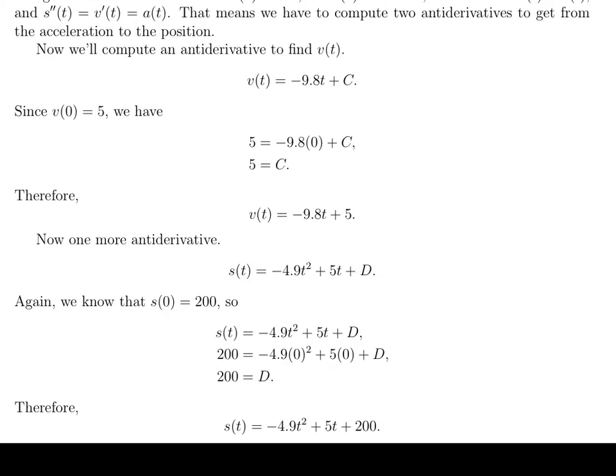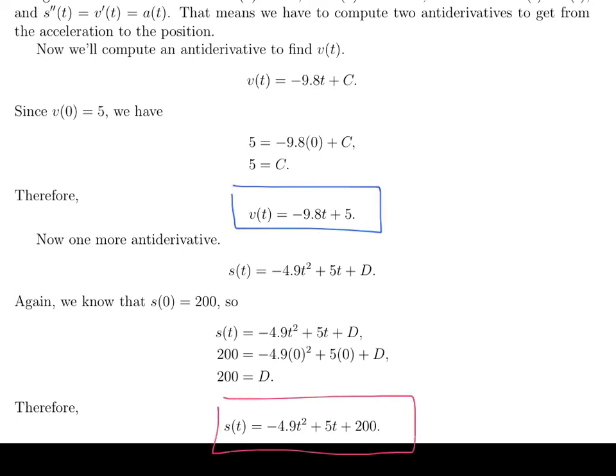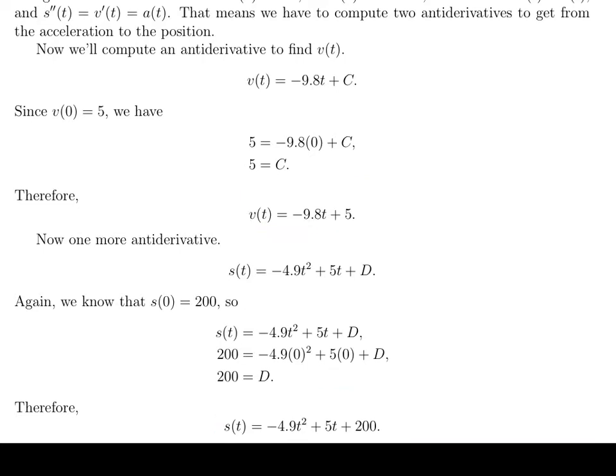Okay, so we've answered parts A and B. What is the velocity at any given time? That's here. And what is the position at any time? That's here. We're now going to turn our attention to part C, which asked, what is the maximum height of the water balloon? Now the maximum height, that's when the water balloon goes up and then it has to come back down, so the velocity has to be zero at the highest point.